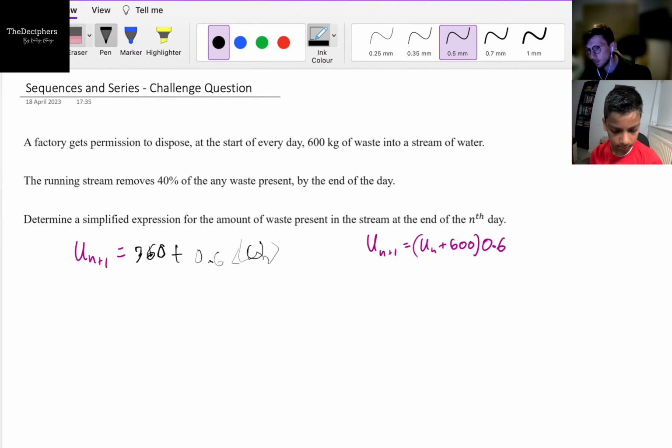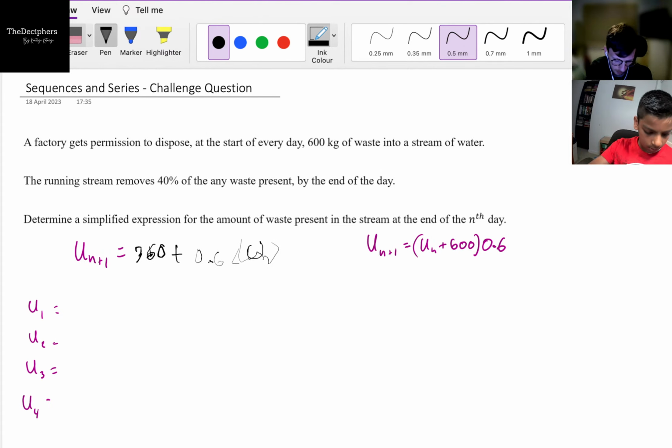So with the previous question, and any sort of sigma or recurrence relation question, what I would advise is to look for a pattern and start working out some terms.